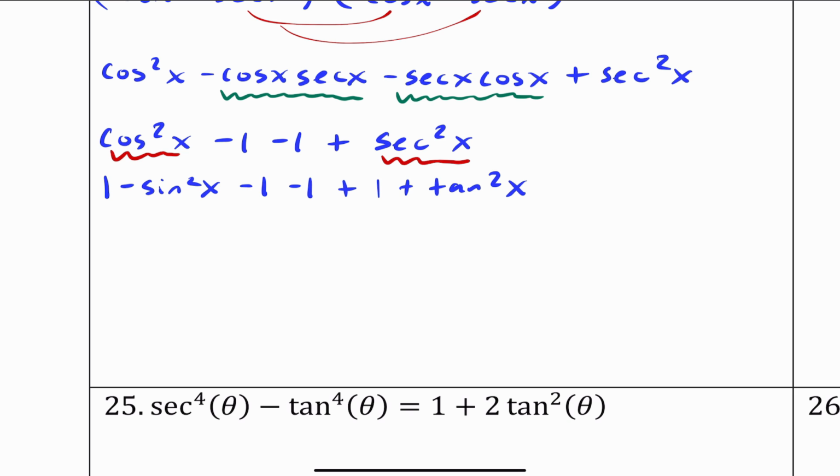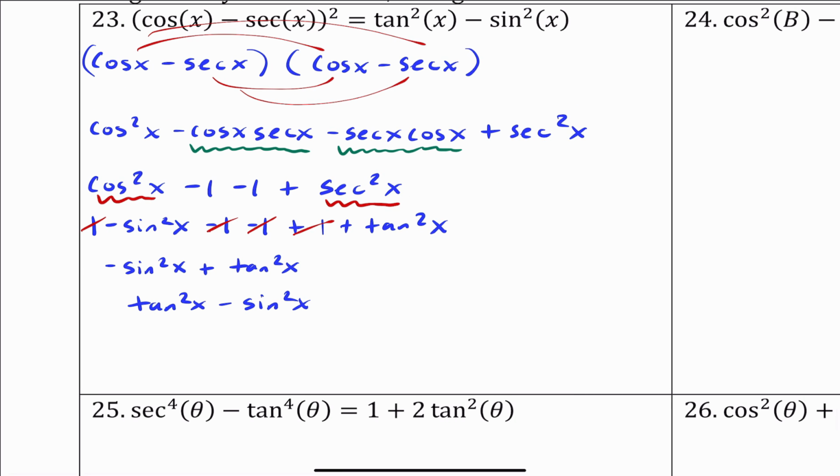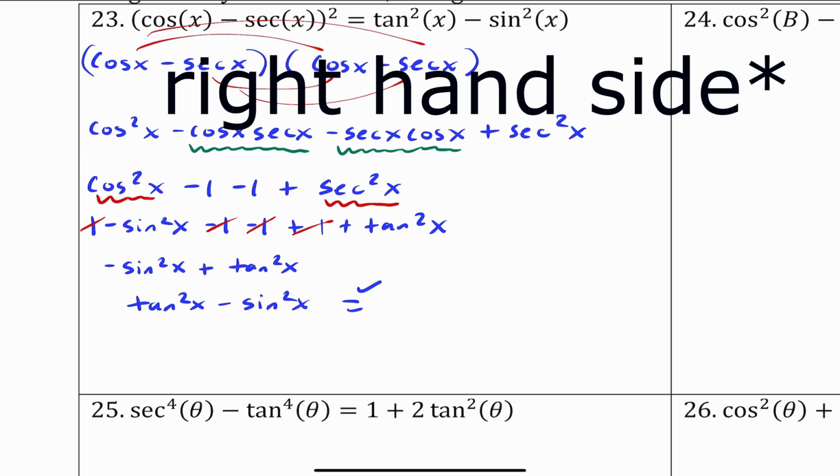Now, I can go ahead and look at what we have here. So 1 minus 1, they'll cancel each other out. And then negative 1 plus 1, they'll cancel each other out. So what am I left with? I have negative sine squared of x plus tangent squared of x, which I can rewrite as tangent squared of x minus sine squared of x, which is exactly what's on the left-hand side.